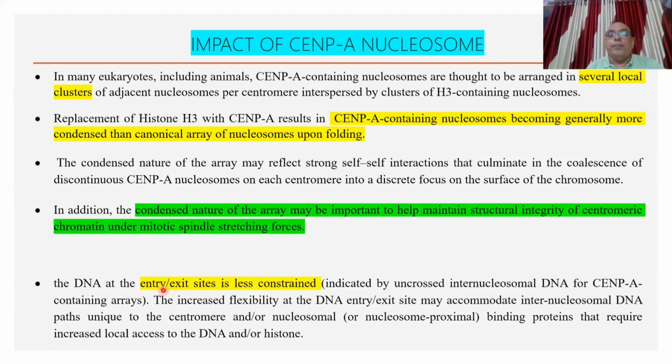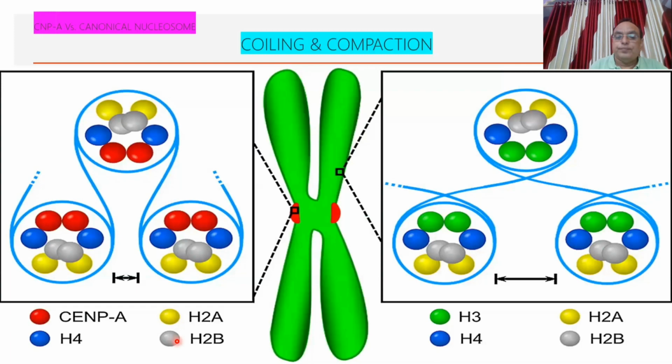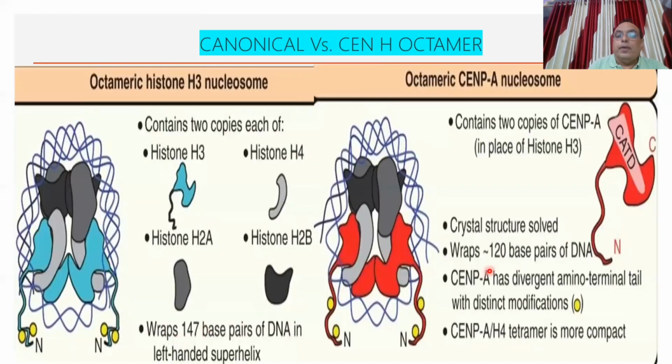What I told you earlier is that the interaction between CEN-H3 and H4 leads to the compaction of the centromeric nucleosome. So the nucleosome becomes more compact, and this compaction has an impact on the structural integrity of the centromere too.